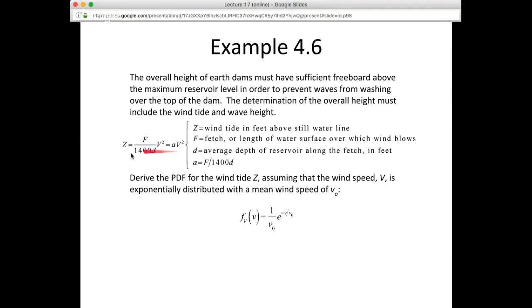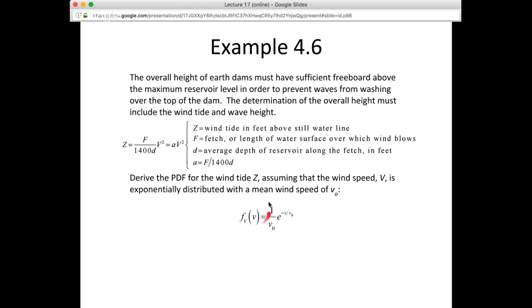And so here's the cool part. Basically, we're asked to derive the PDF for the wind tide. That's, again, the probability density function for those water levels we have to design for, assuming that the wind speed, v, is exponentially distributed with the mean velocity of v naught. And so the exponential distribution, of course, looks like this.